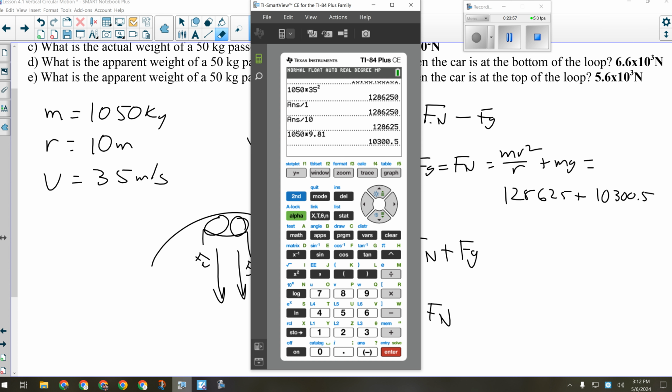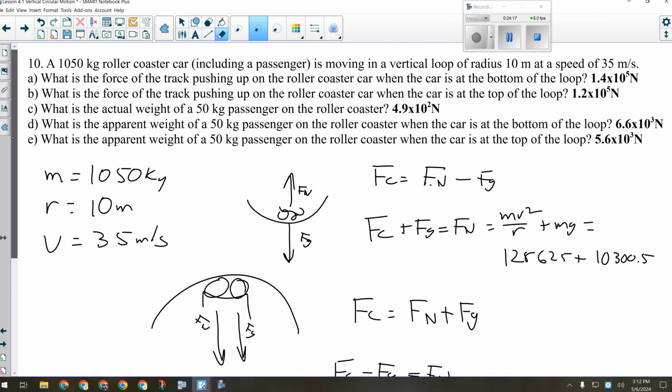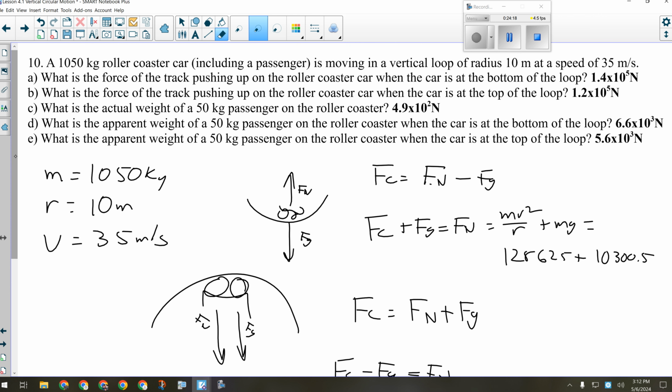okay, the 128 here, okay, so that one, and I subtract that one. Okay, that should be our 1.2 times 10 to the 5 newtons. I believe that's what it said it was. Yep. Okay, everybody all right with that?